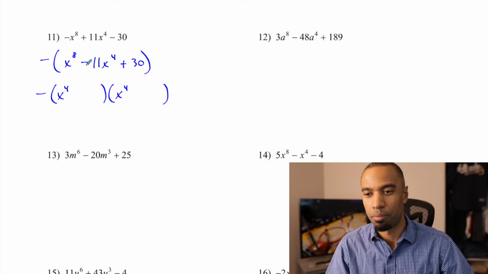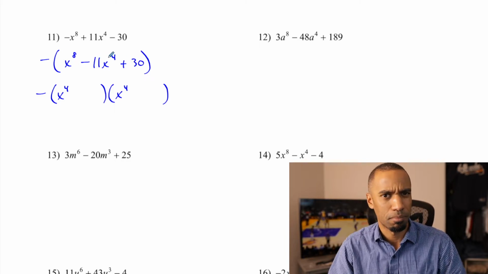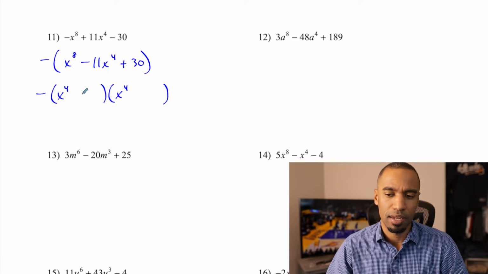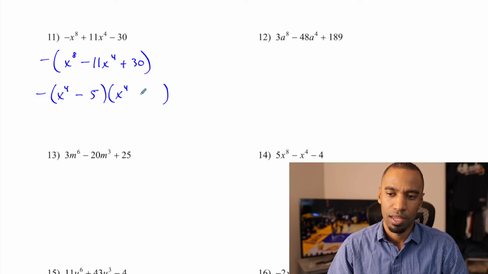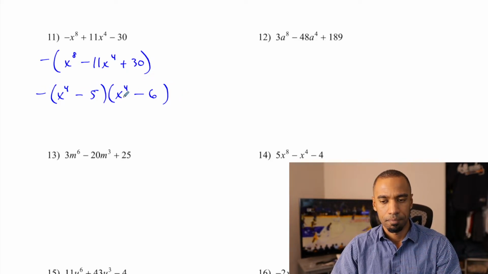Because immediately I told myself no two numbers, as I was talking, no two numbers multiply to make negative 30 and add to make positive 11. What two numbers multiply to make positive 30 and add to make negative 11? That'll be minus 5 and minus 6. Now the negative stays factored outside, as we did that.